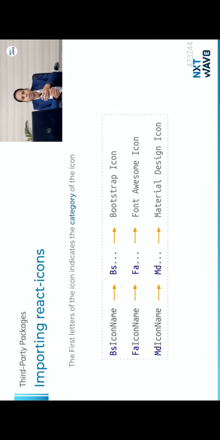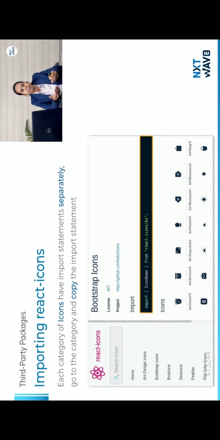If it is BS, then it's a bootstrap icon. FA, then it's a font awesome icon. MD, it means that it's a material design icon. So we need to understand the category of the icon. For that, you need to focus on the first 2 letters. Based on the category, the import statement will vary.